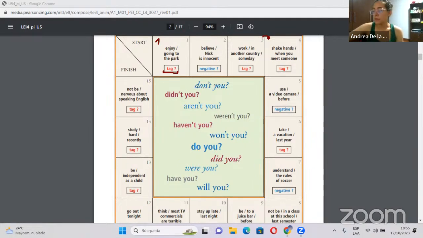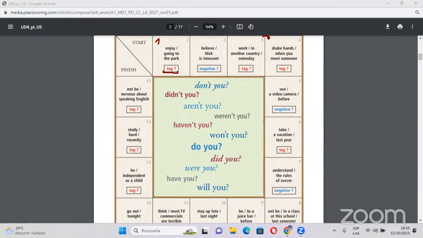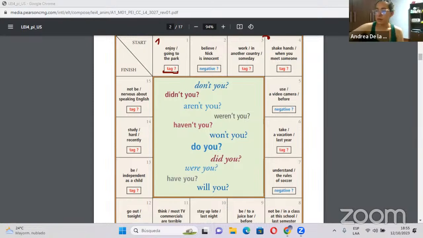What about you? Did you take a vacation recently? A vacation like a trip to another country, no. But every vacation I go visit my family, and I go back to my city. Okay, right? So every vacation you have, you go back to your city. Okay. So what about the next? It says, don't you understand the rules of soccer?